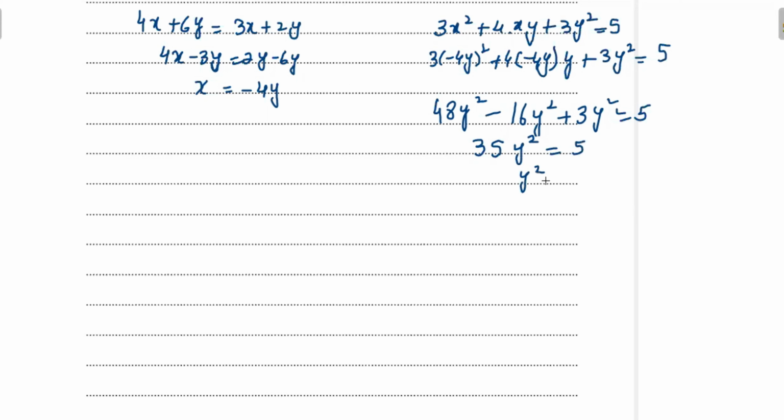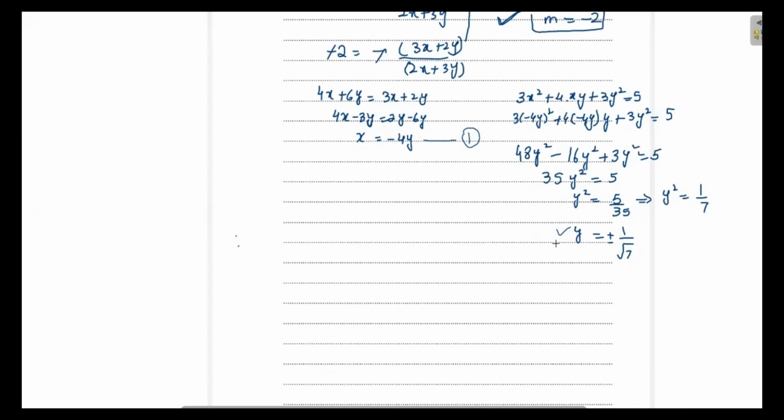Then y square equals 5 over 35, and this value becomes 1 over 7. So y will be equal to plus or minus the square root of 1 over 7. Now, after getting the y coordinate, we have to find the x coordinate value. We substitute this value of y in equation 1.